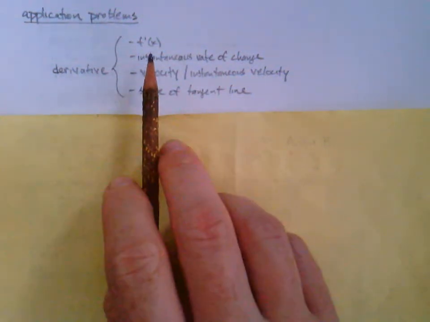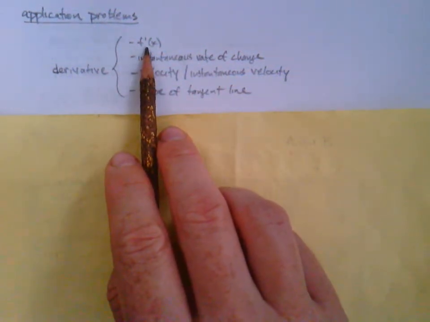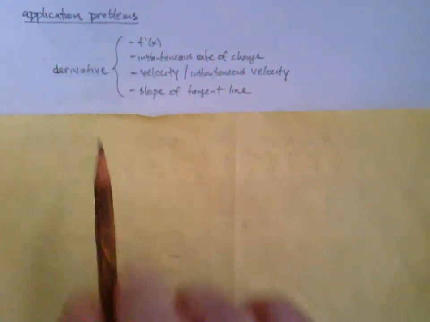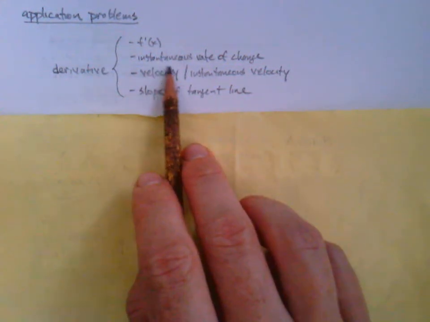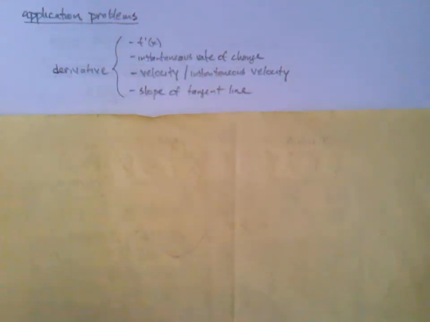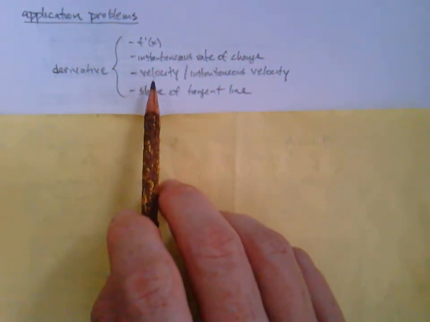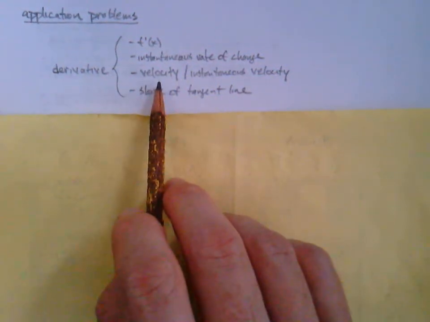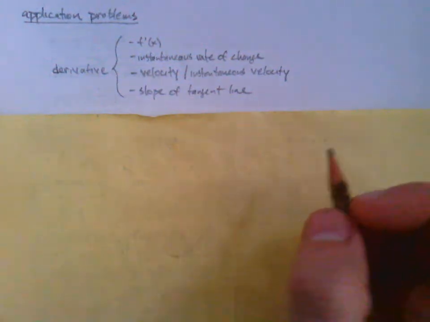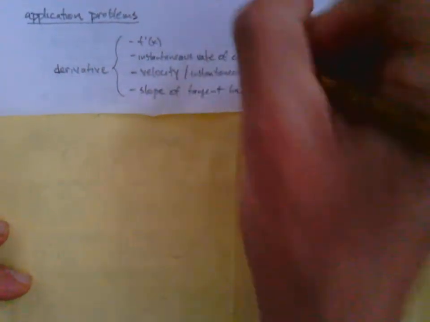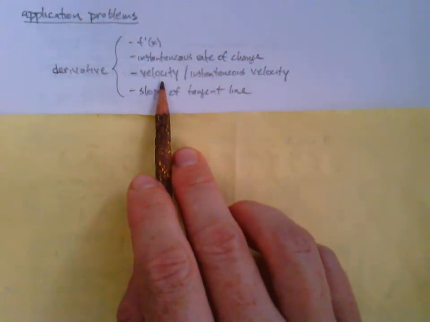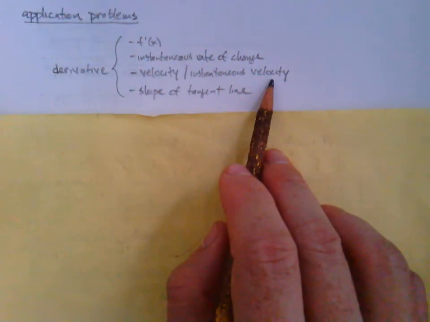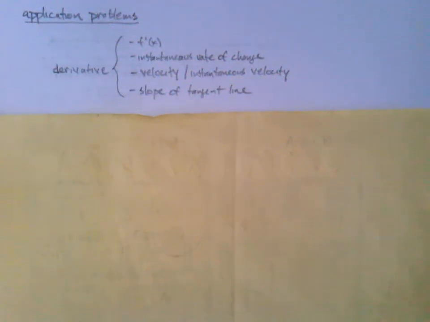So, we've got our notations, right? A question might say, find f prime of x. That means they're asking to find the derivative, or it might say y prime, or any of those notations. You might see the phrase the instantaneous rate of change. We've discussed that already. You might see them ask for the velocity, or if they're even more specific, the instantaneous velocity. If you say velocity, that's implied to be instantaneous velocity as opposed to average velocity.